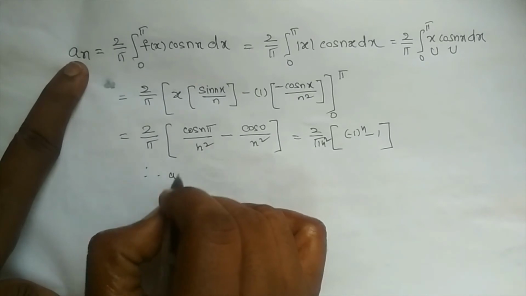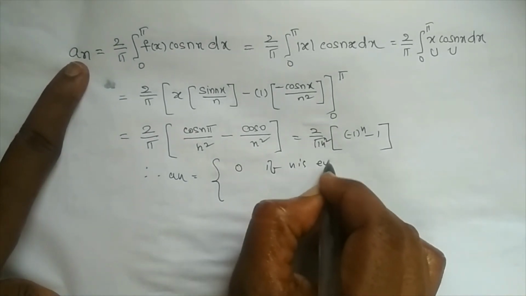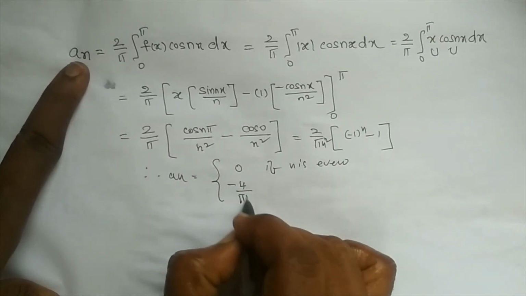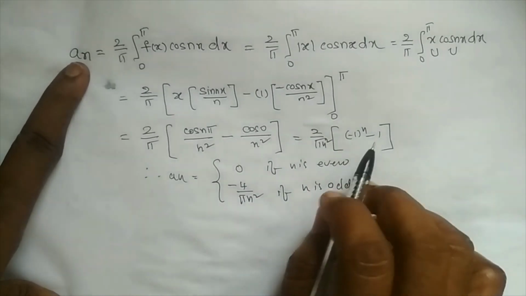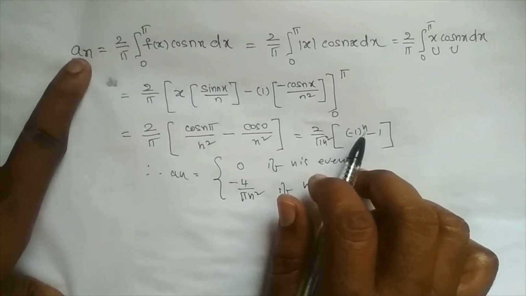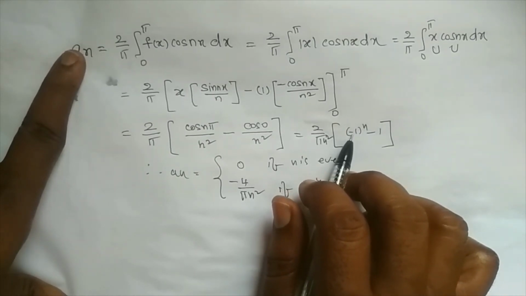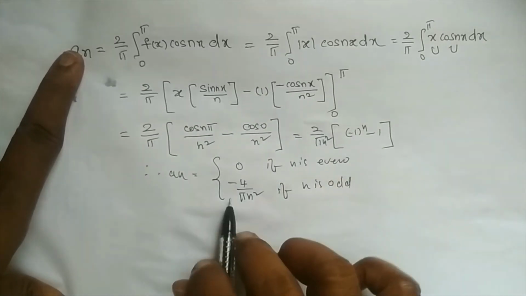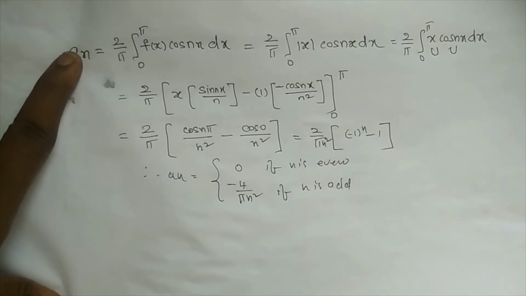So therefore an is equal to 0 if n is even, and minus 4 by pi n square if n is odd. Why? Because suppose n is equal to 1, which is an odd number, minus 1 will become minus 2, and 2 is already there, so 2 into minus 2. In every term like that, n is equal to 3, n is equal to 5, n is equal to 7, like that.